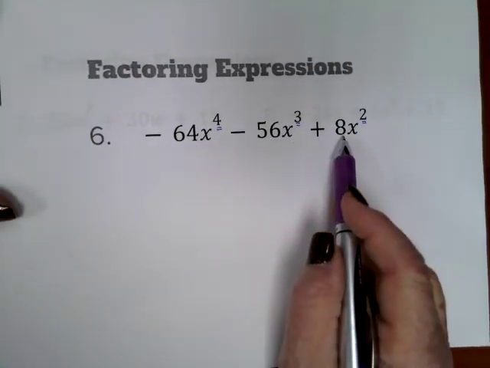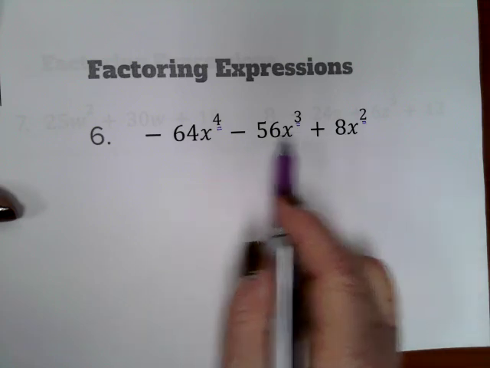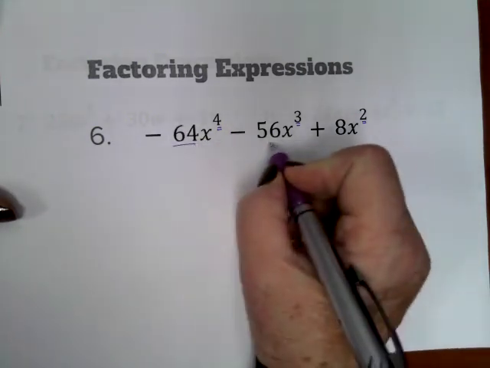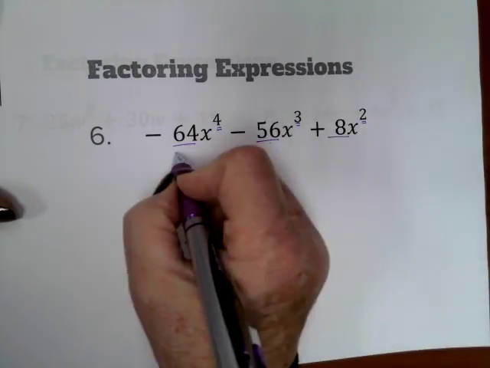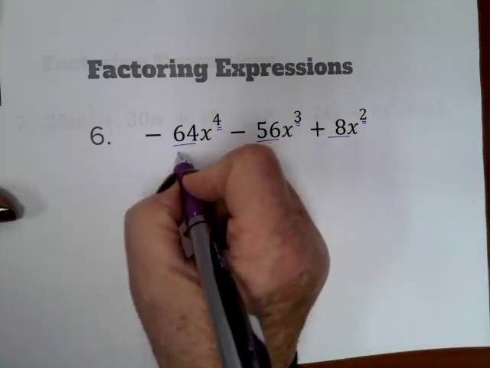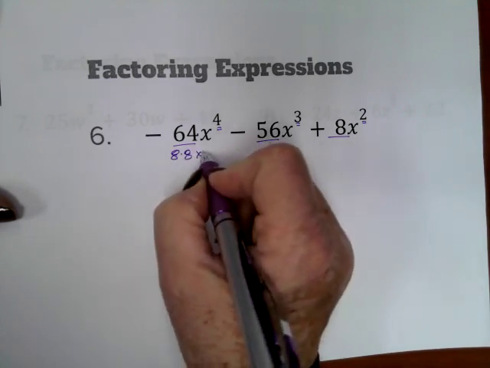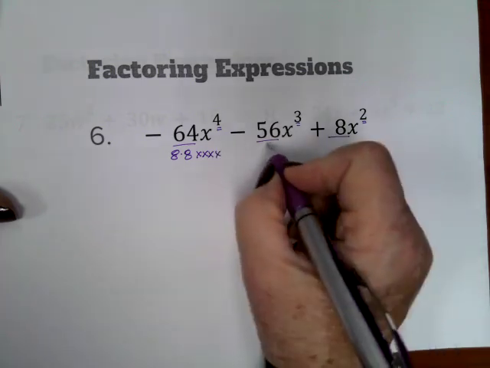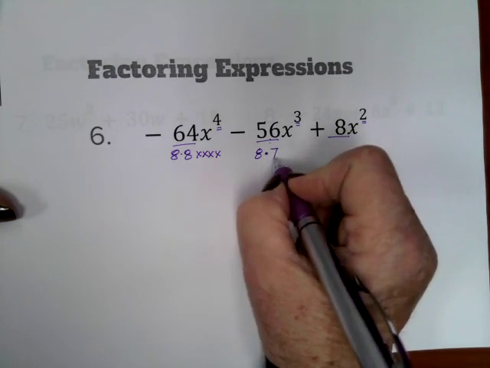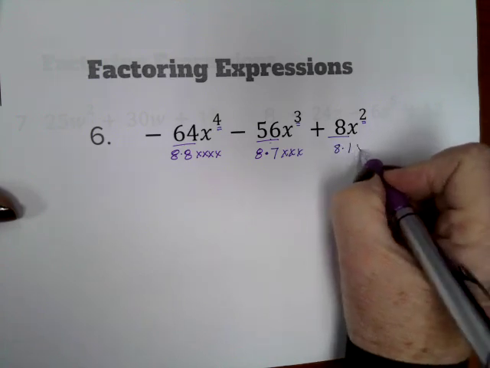Okay, let's look at these numbers, 64, 56, and 8. Which one's smallest? 8. Does 8 divide into 56 evenly? Yes. Does 8 divide into 64 evenly? Yes. And if that isn't something you want to entertain, then you could list the factors and see that you would get an 8. But think about this. 8 times 8 is 64, with 4 x's. 8 divides into 56 7 times, so 8 times 7, with 3 x's, and then 8 times 1 with 2 x's.